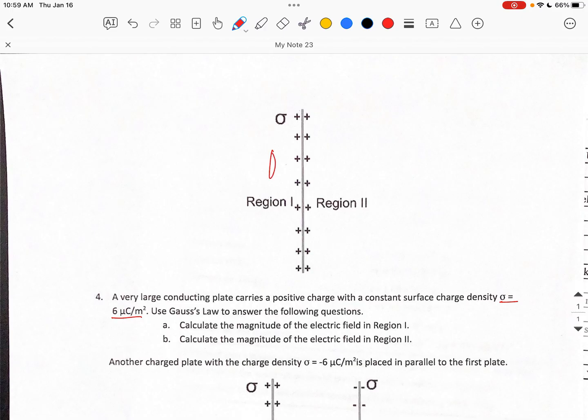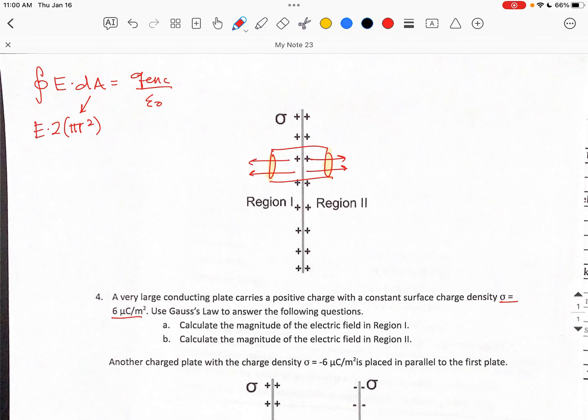So we want to make sure that when we create our Gaussian surface, the electric field lines are perpendicular to that surface, and therefore the surface area we're going to use are the ends of our cylinder in our Gaussian equation. So we're going to start with our Gaussian equation, E dot dA is equal to Q enclosed over epsilon naught, and our surface area is pi r squared, but we do have 2 of them, so I'm going to multiply that by 2.